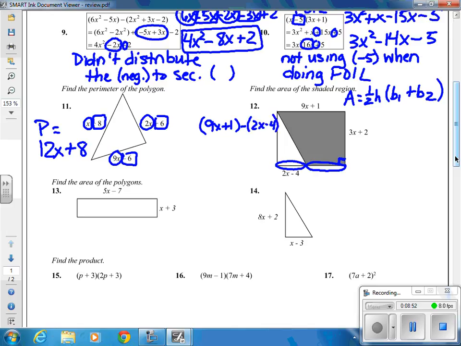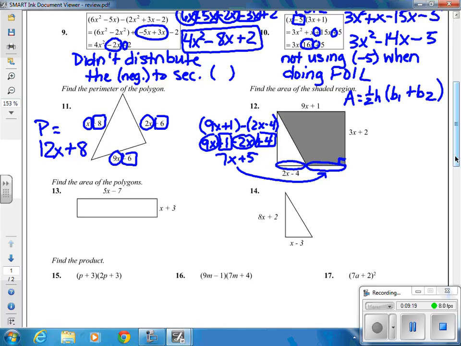So you're going to do your distributing with the negative, and you're going to have 9x plus 1 minus 2x plus 4. Combine your like terms, so 9x minus 2x is 7x, and plus 1 and plus 4 makes plus 5. So the portion of the bottom base of the trapezoid that you didn't have, you have now figured out to be 7x plus 5. We will use that in our trapezoid formula to help us get the area of this shaded part.